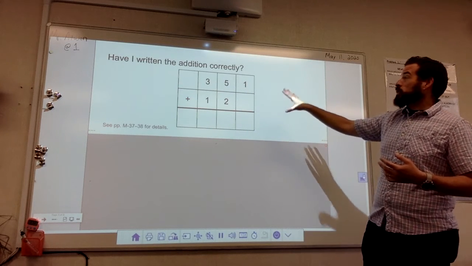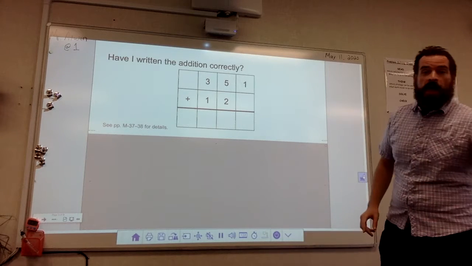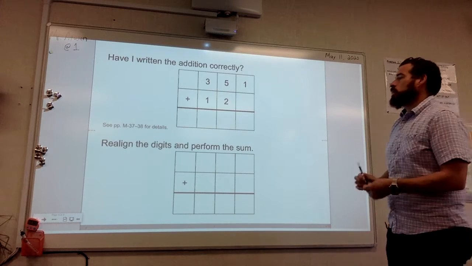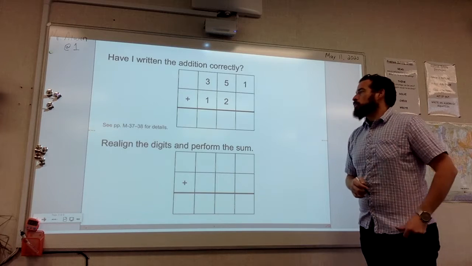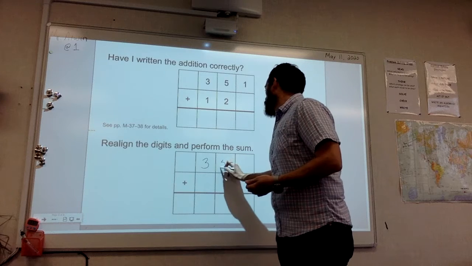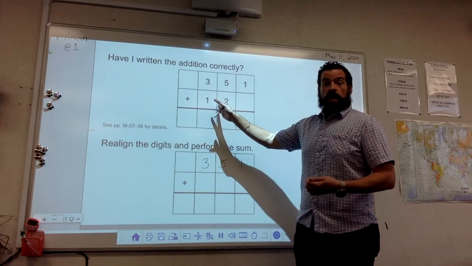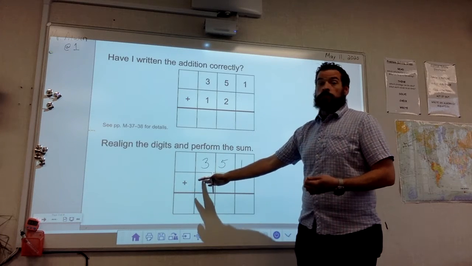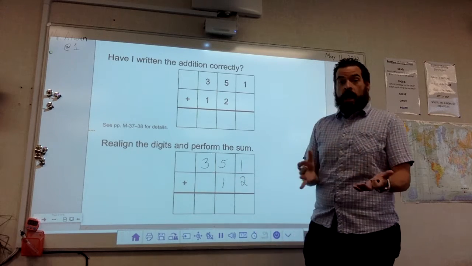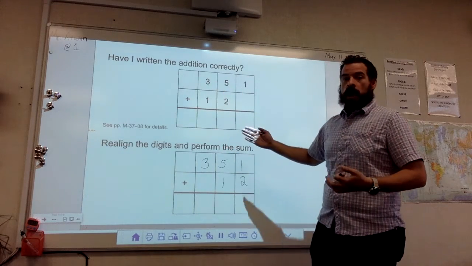So the answer to that question, did I write it correctly? No, I did not. That is written incorrectly because we do not have our place values all lined up. So realign the digits and perform the sum. So we'll start 351, 3, 5, and 1, hundreds, tens, and ones. Now though, when we're adding 12, we have nothing in the hundreds, so we leave that blank. We put a 1 and a 2, and now we can perform our addition. Now we're going to get the correct answer. If we did it this way up top, we're not going to get the correct answer.